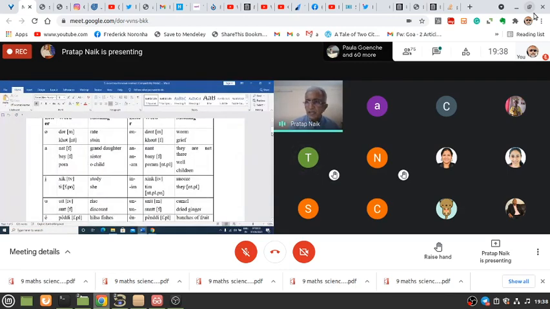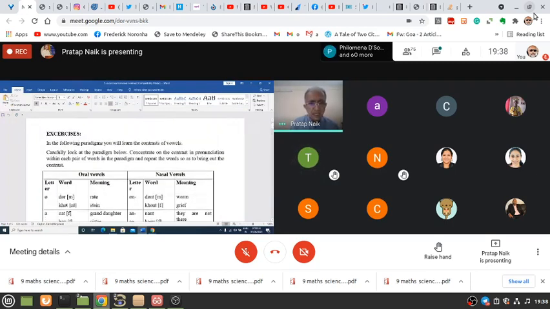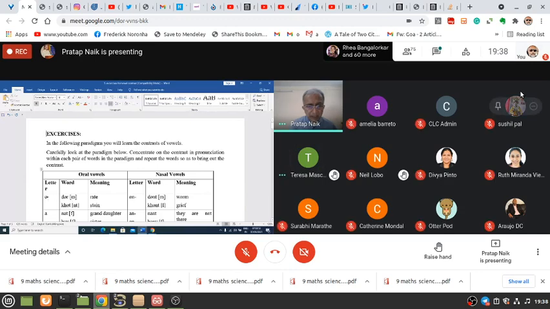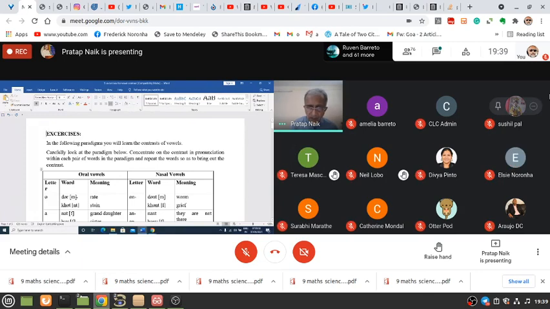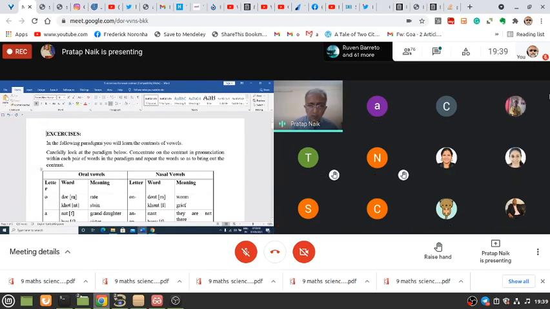This one we did yesterday, but still let us revise. Oral vowels versus nasal vowels. Though we did this yesterday, today I have given the gender. Dar means a rate. What is the gender of this noun? Masculine. M means masculine. I said yesterday, Konknni has three genders: masculine, feminine, and neuter. Feminine I write F, and neuter NT.